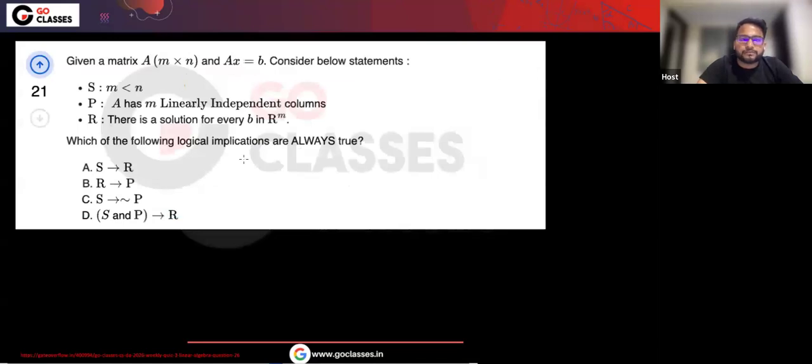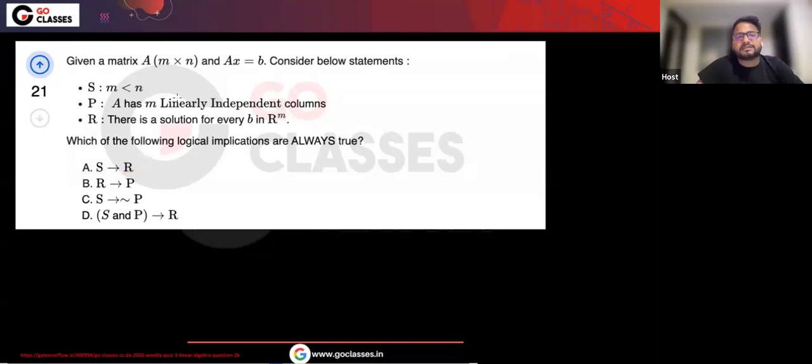Now let's see this question. What they're saying is, consider the statements below. First statement: M is less than N. Second statement: A has M linearly independent columns. Third statement: there is a solution for every B in R^M. Let's see which of the following are always true.